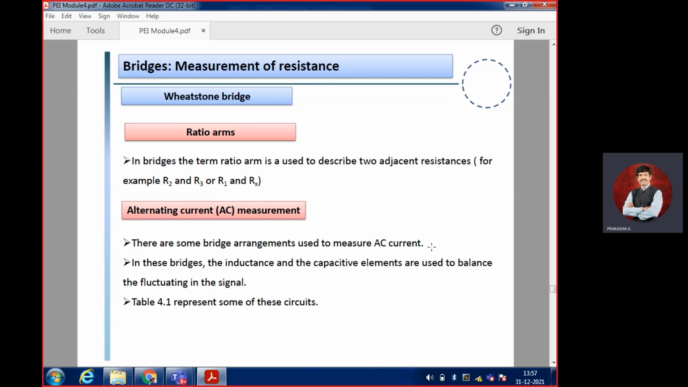Ratio arms. In bridges, the term ratio arm is used to describe two adjacent resistance values, and the same thing has been given. For example, R2 and R3, and R1 and Rx, are the two adjacent values.